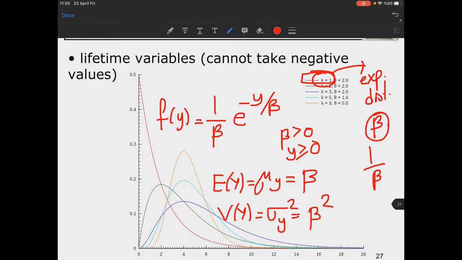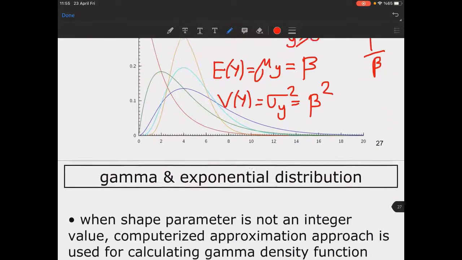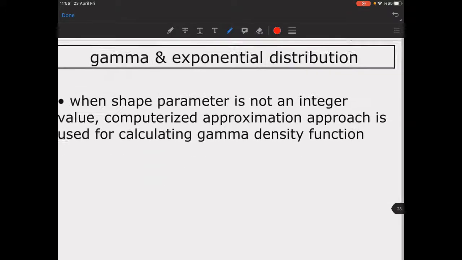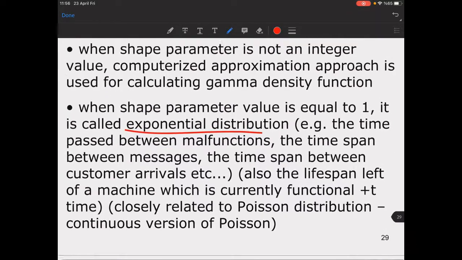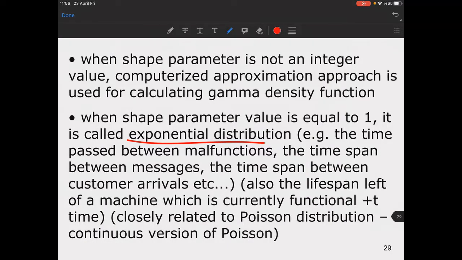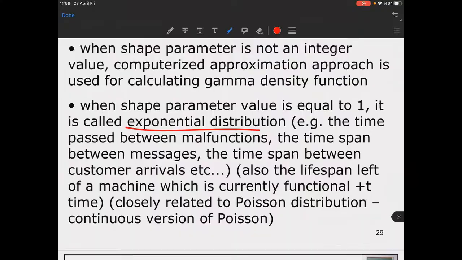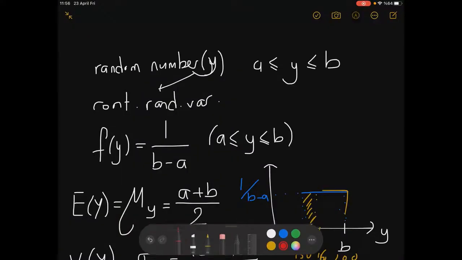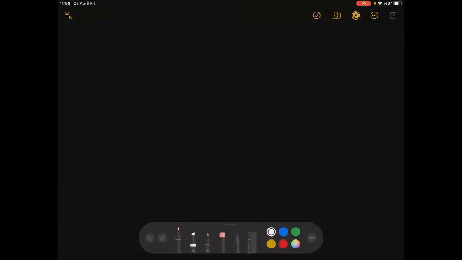Now, these are all formulations which can be rather boring, but if we try to have an example, maybe we can understand it better. What we should keep in mind is that it is closely related to the Poisson distribution. You can call it the continuous version of Poisson. So let's try to solve an example from our textbook.